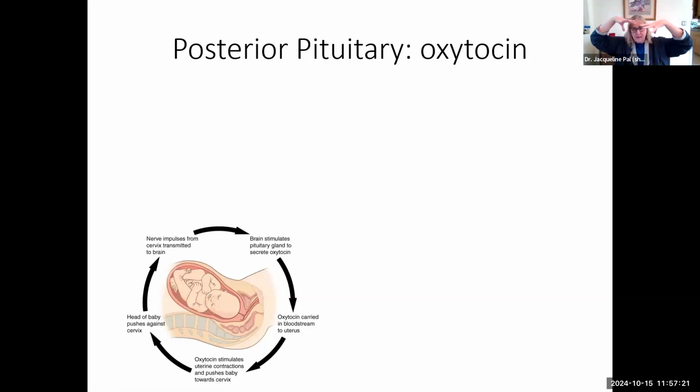When that uterine smooth muscle contracts, guess what it does? It pushes the baby's head down on the cervix of the uterus, which causes more impulses up to the brain, which causes more oxytocin to be released, which causes more pushing on the cervix, which causes more messages, which causes more oxytocin, which causes more pushing. Can you see? It's going more and more and more.